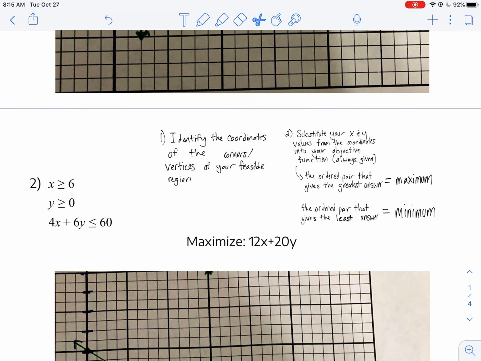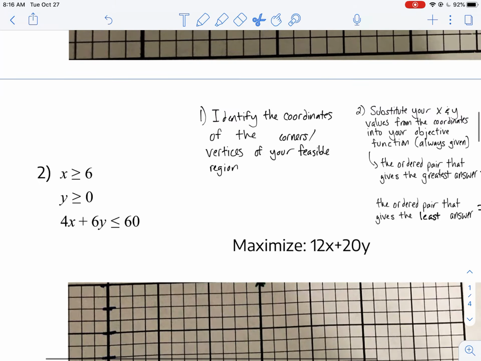Okay, for those of you at home who missed my instruction, or maybe just needed a refresher if you were in class, I'm going to go over maximizing and minimizing objective functions using linear programming. Sounds a lot more difficult than it is.